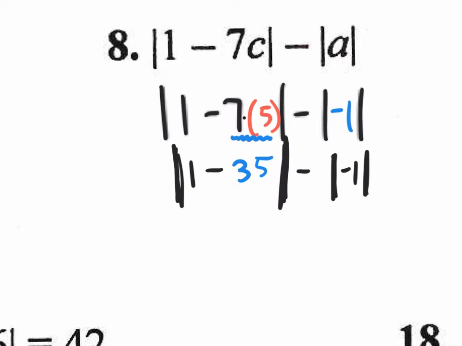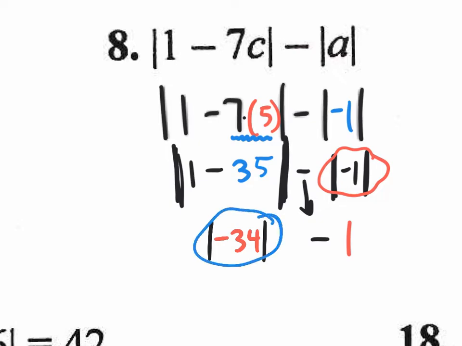So let's do the absolute value. The absolute value of -1, that's +1. Okay, so we are going to bring down this minus sign right in front of that 1. And over here, on the inside of this absolute value, we now have -34 because 1 take away 35 is -34. And of course, we still have the absolute values around it. Final step here, the absolute value of -34, that's +34. Bring down the -1. 34 minus 1 is 33, and that's your answer for number 8.